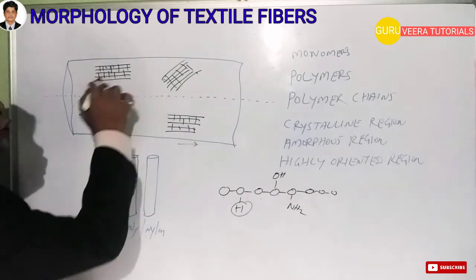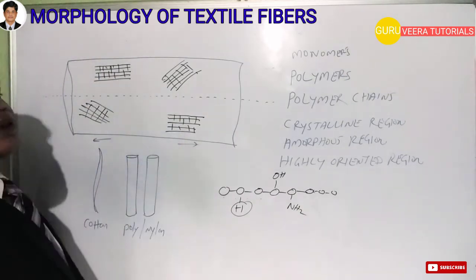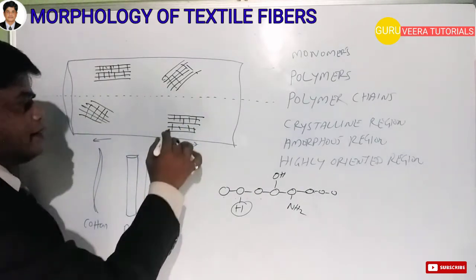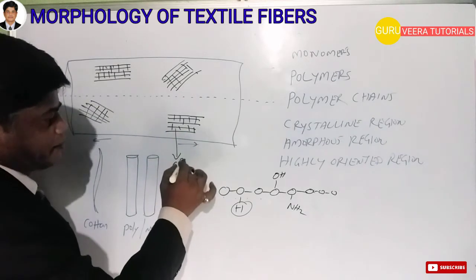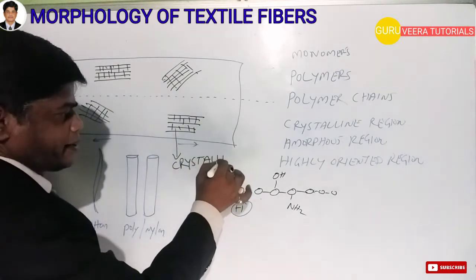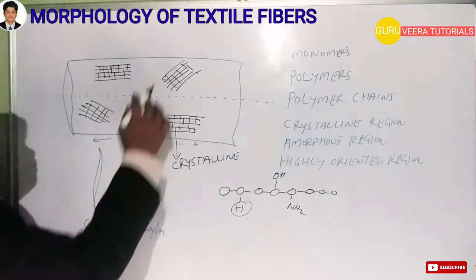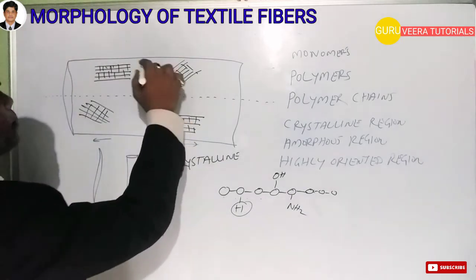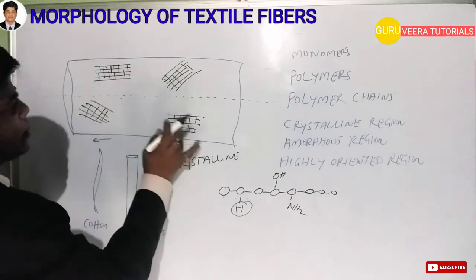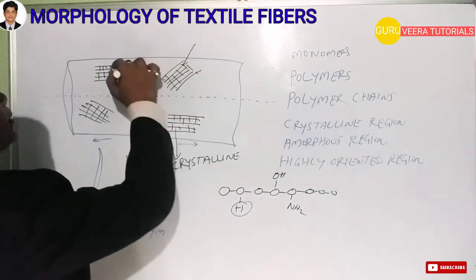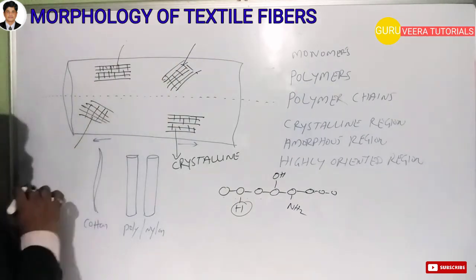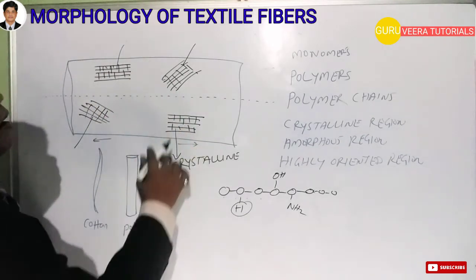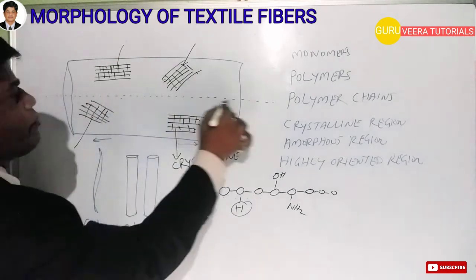These grouped polymer chains make this region, and this region is called the crystalline region. Some more regions are there, and this is also crystalline, this is also crystalline, this is also crystalline. Among these crystalline regions, some crystalline regions are parallel to the axis of the fiber.